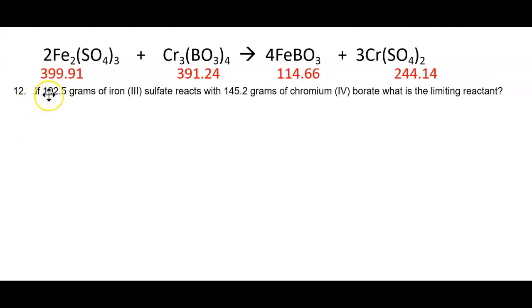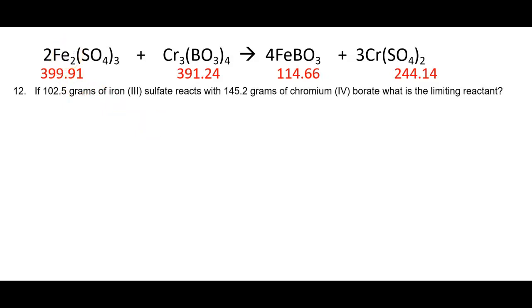Number 12 says, if 102.5 grams of iron sulfate reacts with 145.2 grams of chromium borate, what is the limiting reactant? Let's define limiting reactant. Limiting reactant is a reactant that's used up first. The reactant that produces the least amount of product.